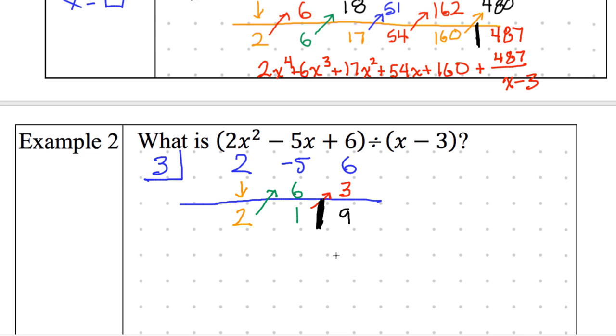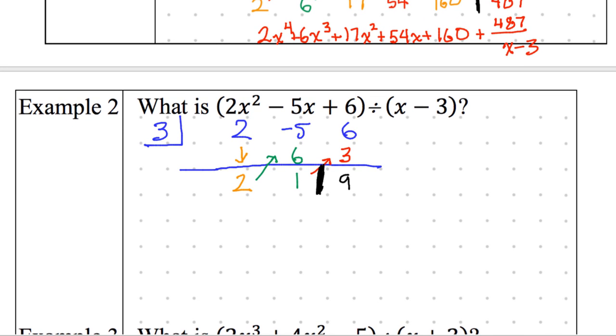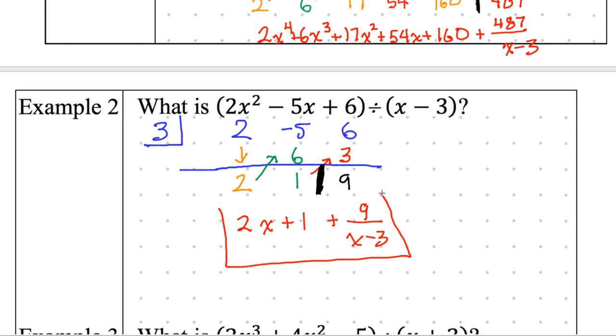All right, and then I go in reverse order, and I write down my answer. My answer is, what's on the right? 9 over, sorry, x minus 3. Good. Keep rapid firing them out. 1 is x, just plus 1. Just 1 or just x? It's just 1. And then 2x. 2x plus 1 plus 9 over x minus 3. There's your answer. Synthetic division.